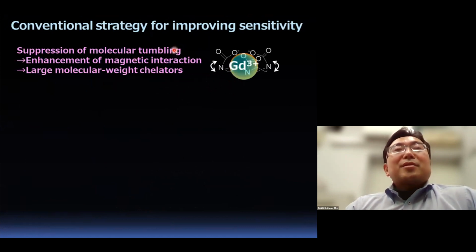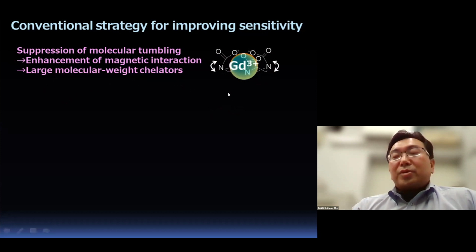By suppressing the molecular motion, magnetic interaction should be enhanced. As a result, we can obtain a clear color. And for realizing higher sensitivity, generally larger molecular weight chelators should be used.